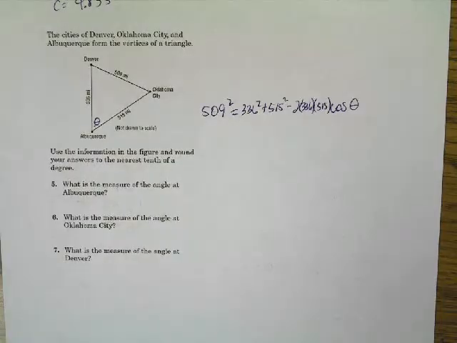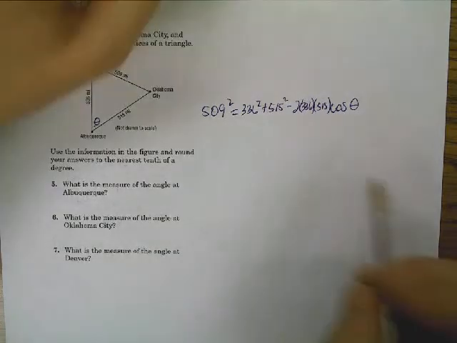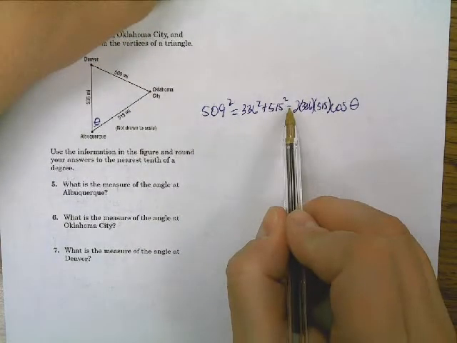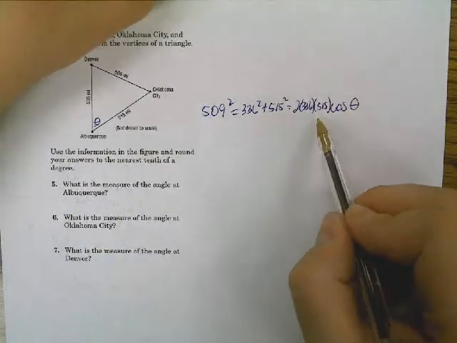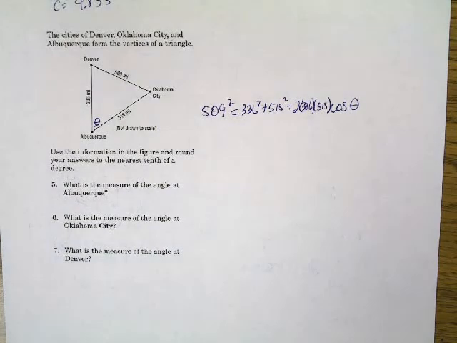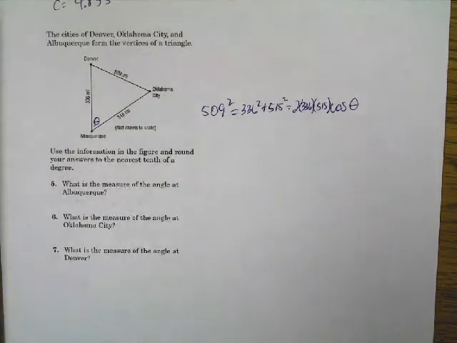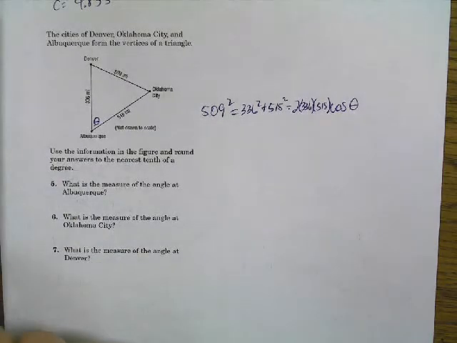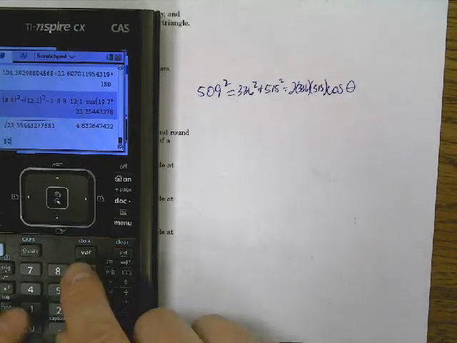Okay, here's where order of operations is going to make it a little more difficult. You cannot put everything over here in the calculator because you can't subtract right here until you multiply 2 times 336 times 515 times the cosine of theta, and you don't know what theta is, so you can't do it yet. So here's what you have to do. You have to square everything. So we're going to do 509 squared, and the numbers are going to get big.